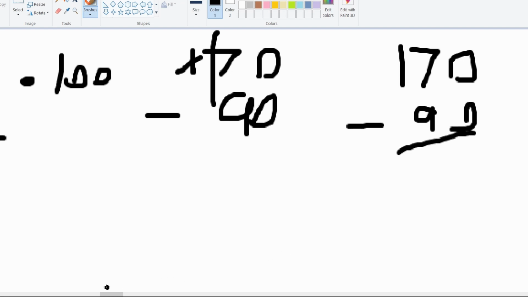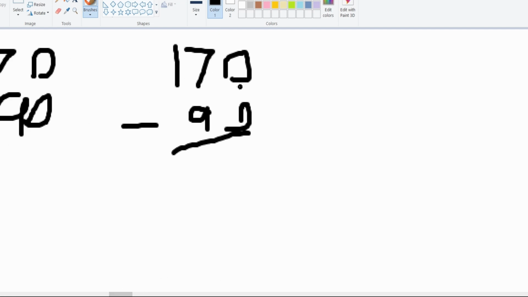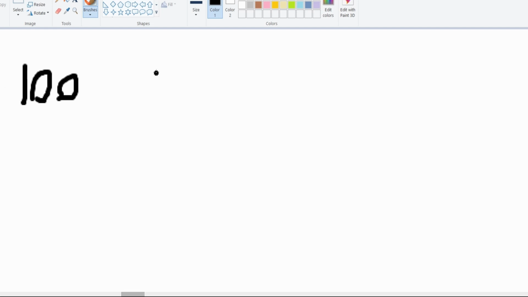So what you're going to want to do here is divide by 0. We don't want these zeros. It makes the problem a little more complicated. So we're just going to simplify by dividing it by 100. So now we have 1.7 minus 0.9.